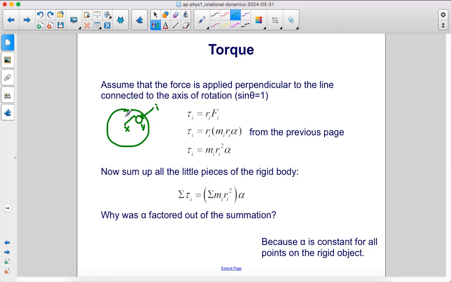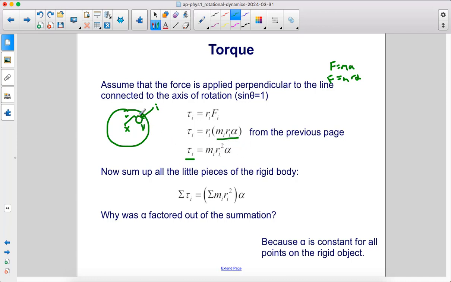So r sub i is the distance between the axis of rotation and i. F sub i is the force on piece i. Now on the previous slide, using F equals ma and replacing a with r alpha, we have the force on piece i: it's the mass of i times the distance to i times the rotational acceleration of piece i, along with every other piece, right? Every piece of this wheel has the same rotational acceleration. So we have two r sub i's, so the torque on piece i becomes m sub i r sub i squared times alpha.